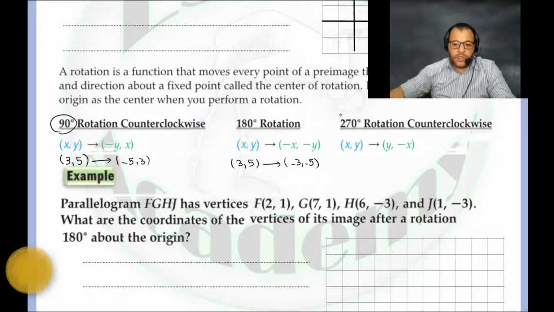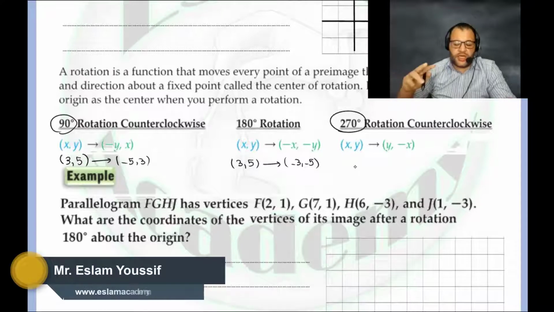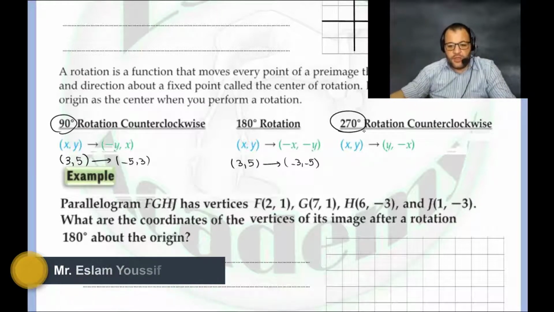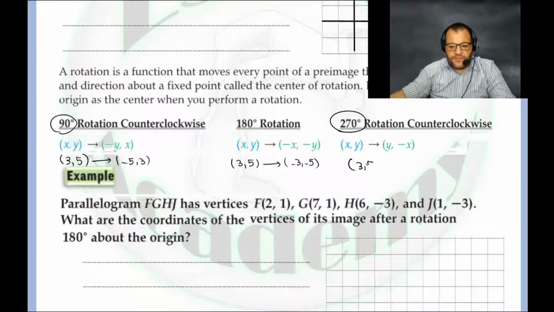But with 270 degrees, change the order of x and y, and change the sign of x. So for the point (3, 5), if you want to find its image by 270 degrees, it would be (5, negative 3).